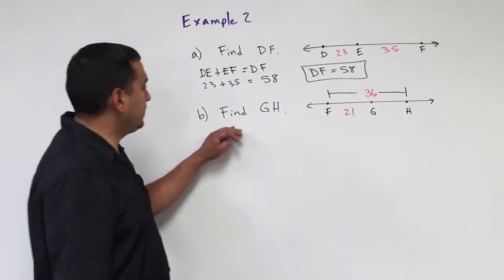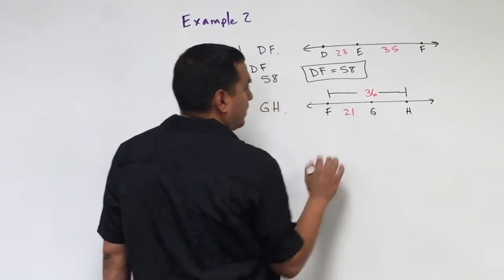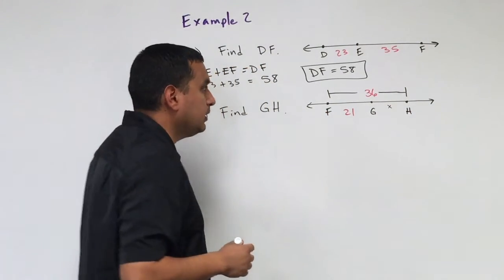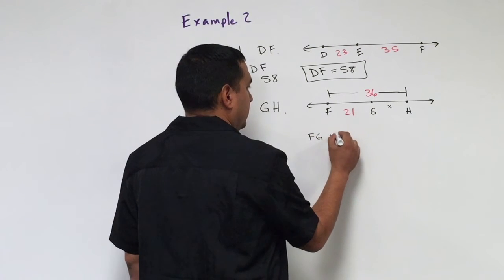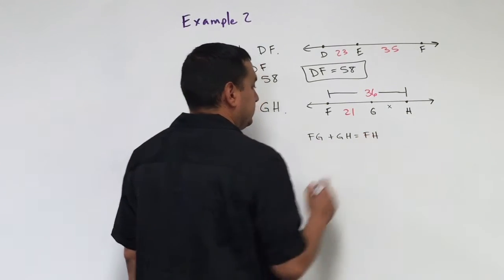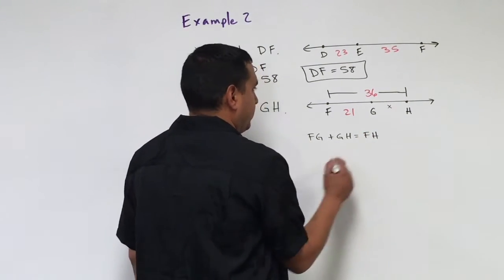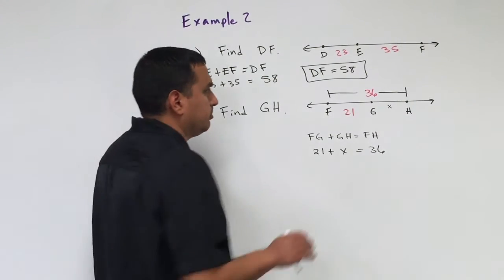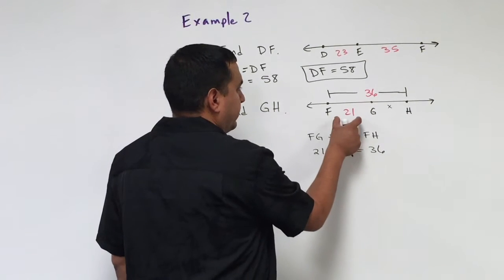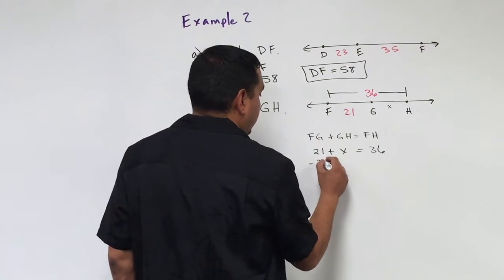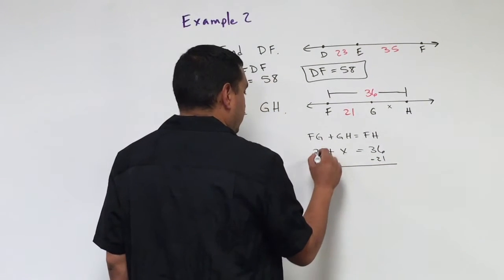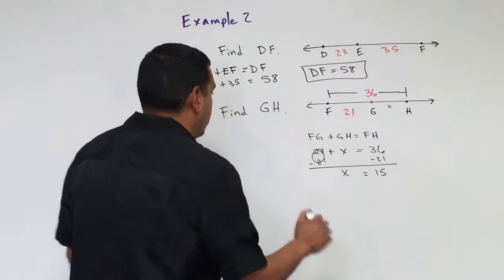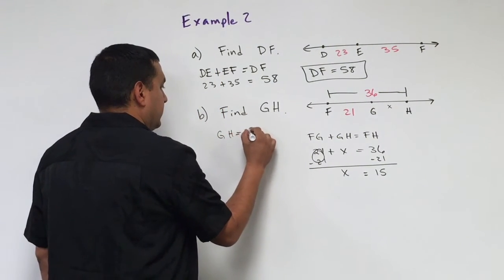Now looking at part B here, it says find GH. GH is here. There's not a number here. It's part of this whole segment FH. So this would be my X, what I'm looking for. I know that FG, the distance from F to G, plus GH gives me the entire length. Looking at this algebraically, that's 21 plus X, which has to be 36. I know this piece and I know the whole thing, so I subtract 21 from 36. So 21 minus 21 goes to 0, X comes down, and 36 minus 21 is 15. So the distance from G to H is 15 units.